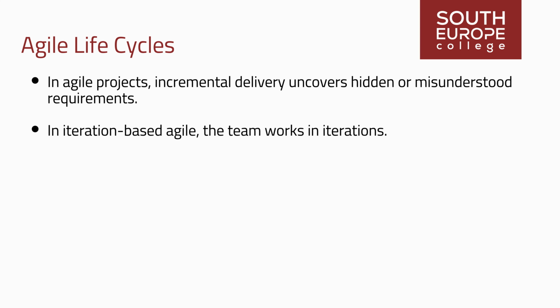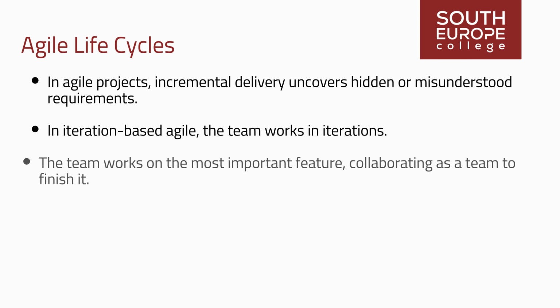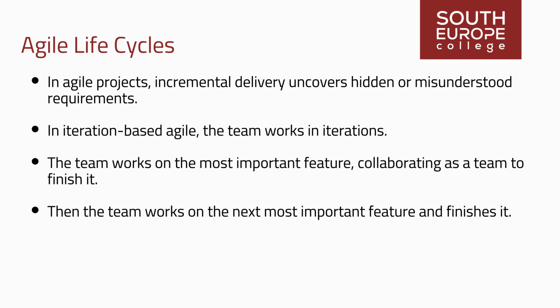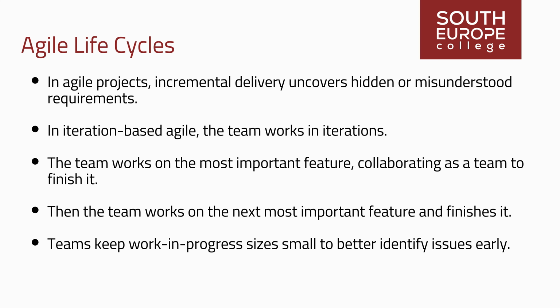In iteration-based agile, the team works in iterations, time boxes of equal duration, to deliver completed features. The team works on the most important feature, collaborating as a team to finish it. Then the team works on the next most important feature and finishes it. The team may decide to work on a few features at a time, but the team does not address all of the work for the iteration at once. Teams keep work in progress sizes small to better identify issues early and reduce rework should changes be required.